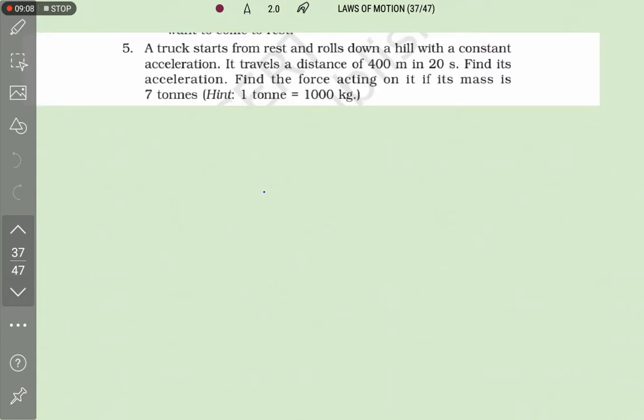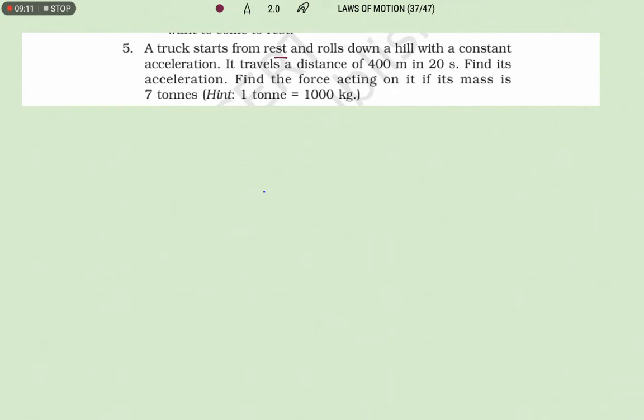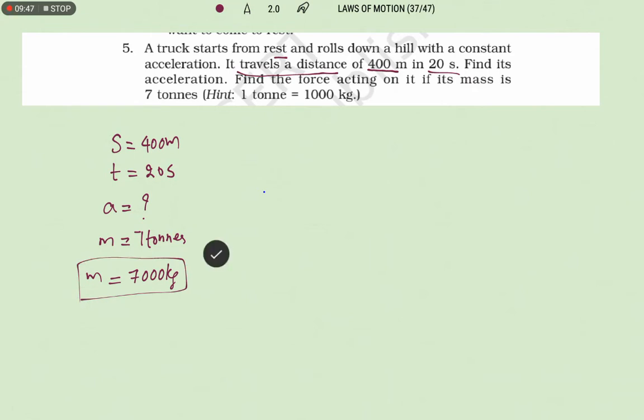Right, next. A truck starts from rest and rolls down a hill with a constant acceleration. It travels a distance of 400 meter in 20 seconds. So distance is given, S equals 400 meter, in 20 seconds. They are asking to find its acceleration, and to find the force acting on it if its mass is 7 tons. The hint is given, a ton is nothing but 1000 kg. We are going to write mass equals 7000 kg.